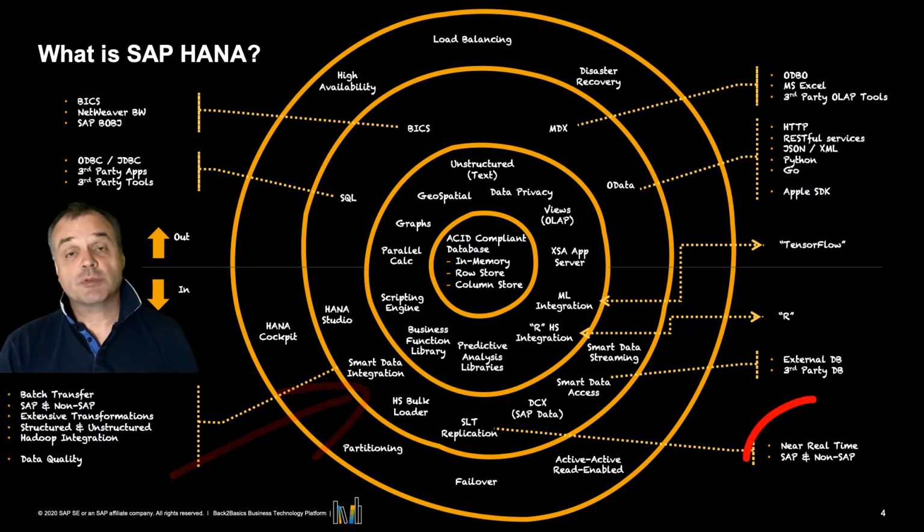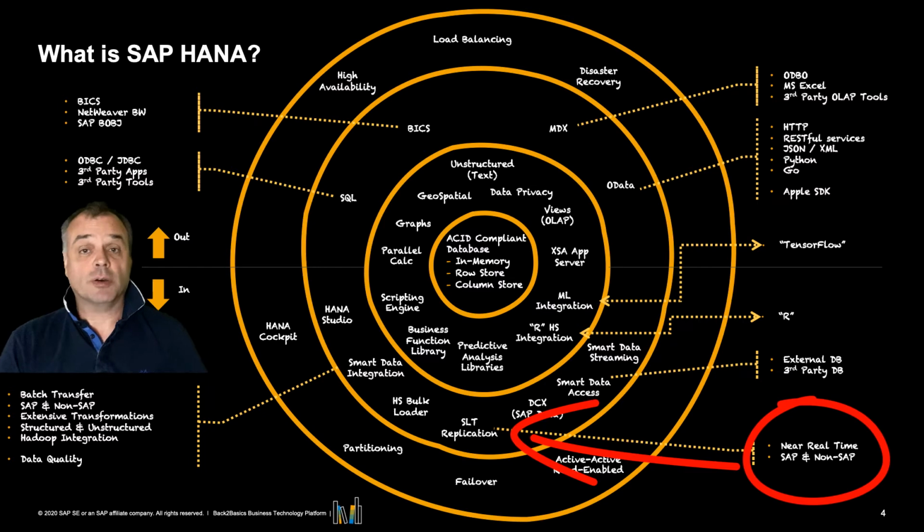In some other cases, what we want to do is duplicate the data, replicate the data. So just take it as it is, like a photocopy, into SAP HANA. This can be done via SLT, SAP Landscape Transformation, replication software.